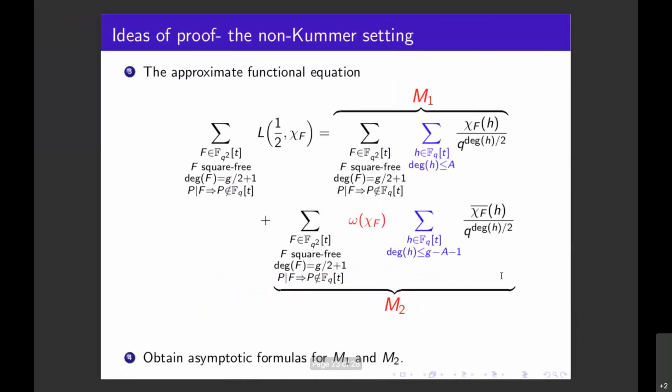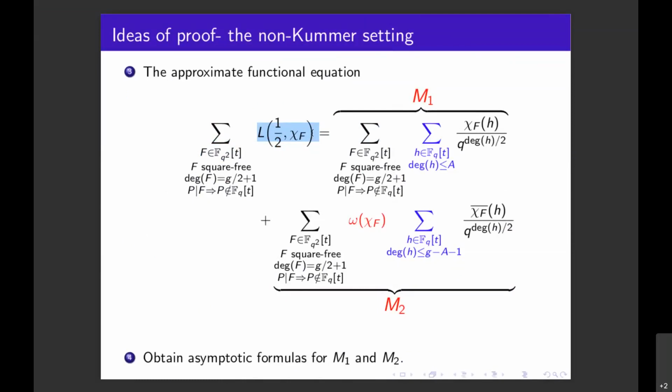Okay, then the next step is pretty classical. So we want to use the so-called approximate functional equation of the L function. So what does this mean? Well, the L function, I told you before that in this setting, the L function is a polynomial. And the polynomial has a degree roughly g, because the conductor of the character has degree g.